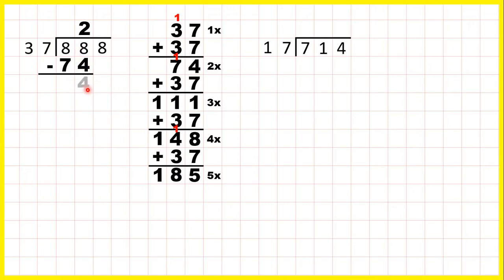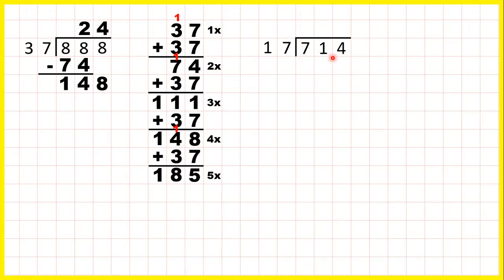8 minus 4 is 4, 8 minus 7 is 1, and we bring down the 8, so we have 148 divided by 37. We can see that 4 times 37 is exactly 148, so the last digit of our answer is 4. We've not got any other digits to bring down, so our answer is 24.